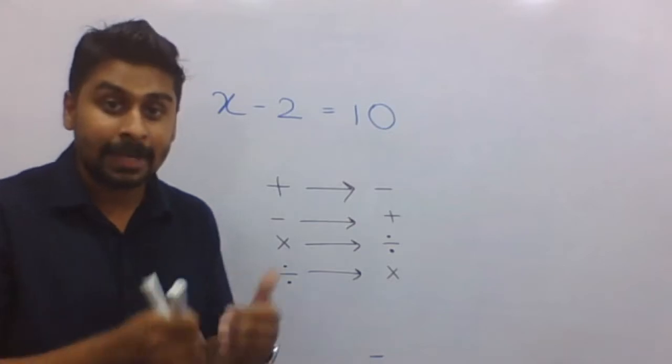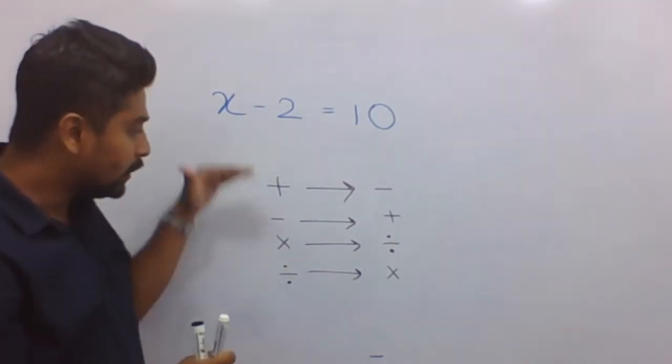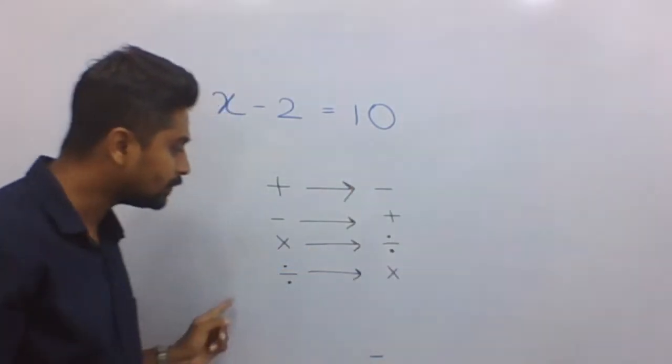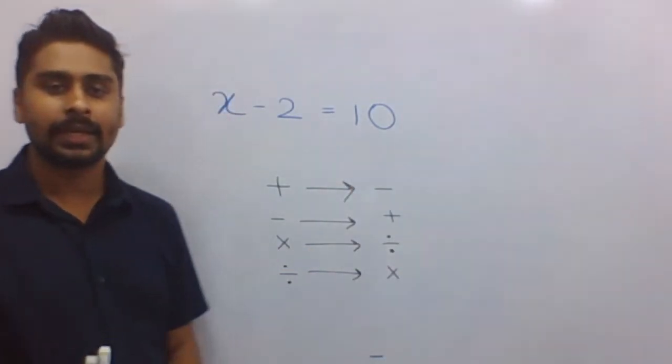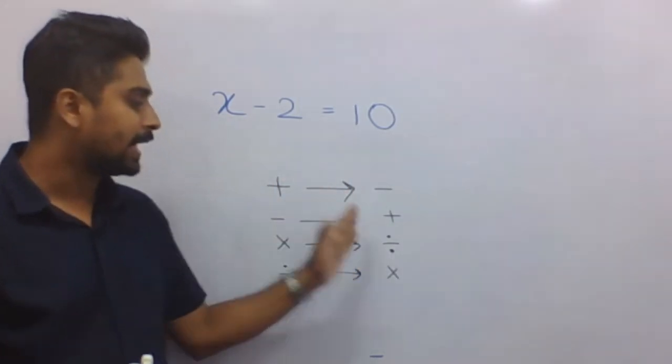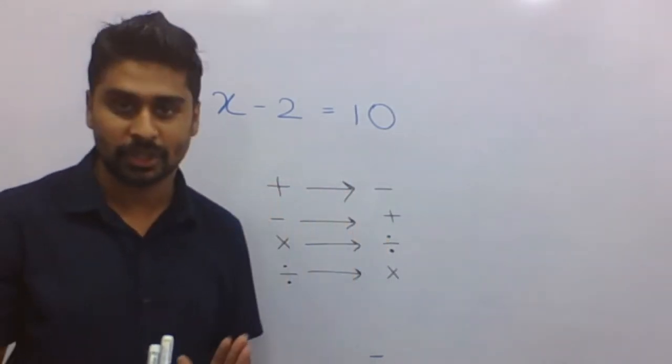Okay, then after that star point, you can write this one. Make a note of it neatly. Plus's opposite is minus, minus's opposite is plus, multiplication's opposite is division, division's opposite is multiplication, right?